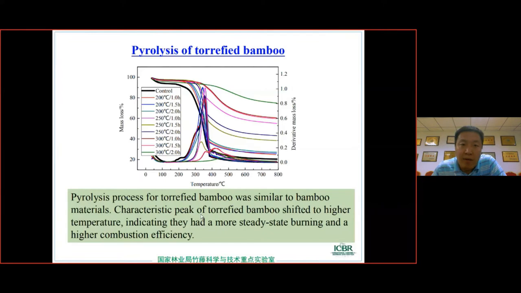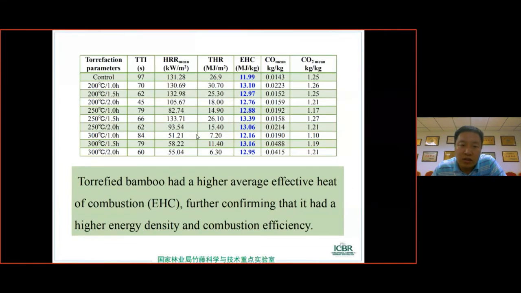This is the combustion properties of the torrefied bamboo from the cone calorimeter. And we found the torrefied bamboo has a higher average effective heat of combustion. And for future consumption, it has a higher energy density and combustion efficiency.